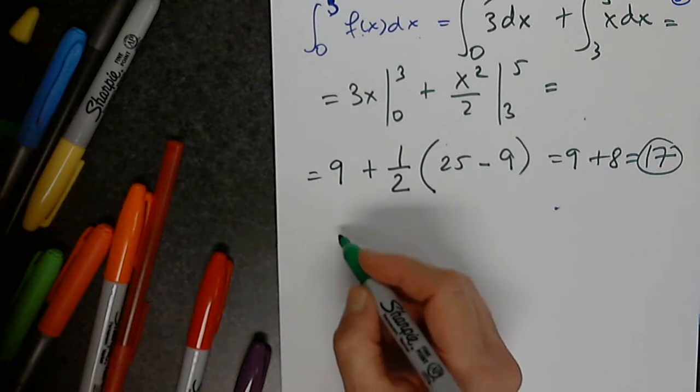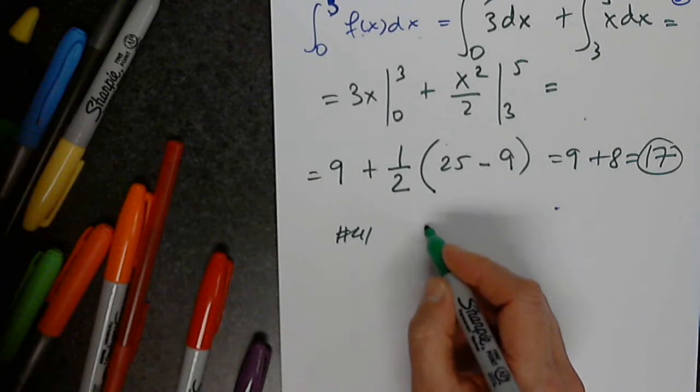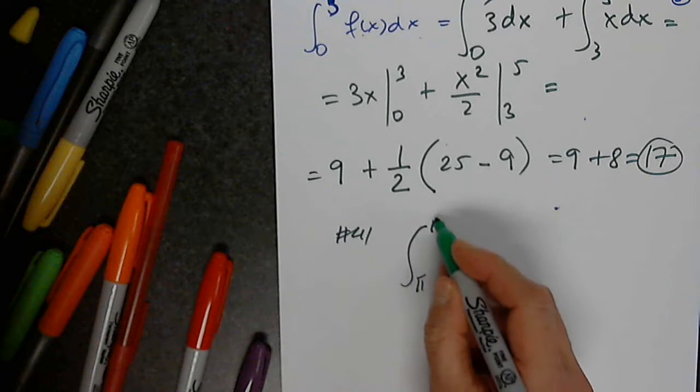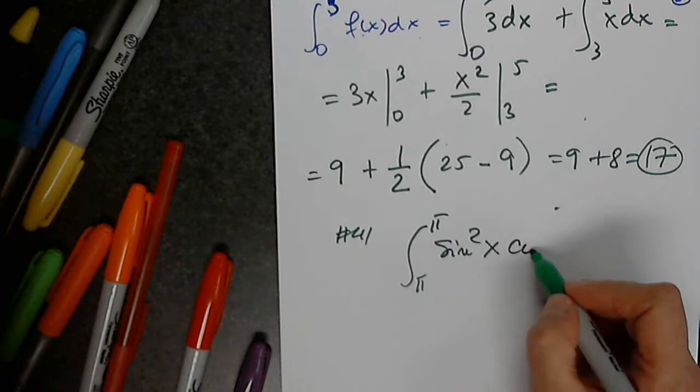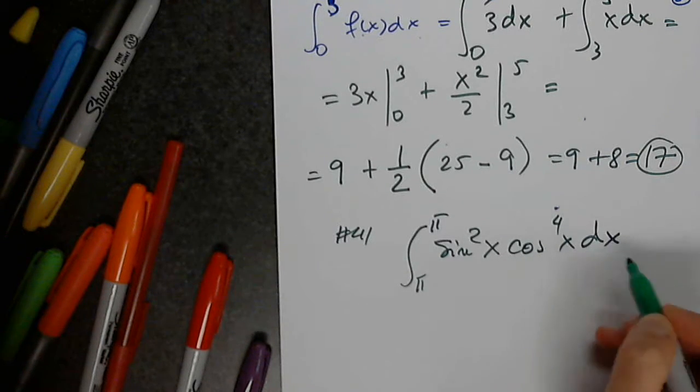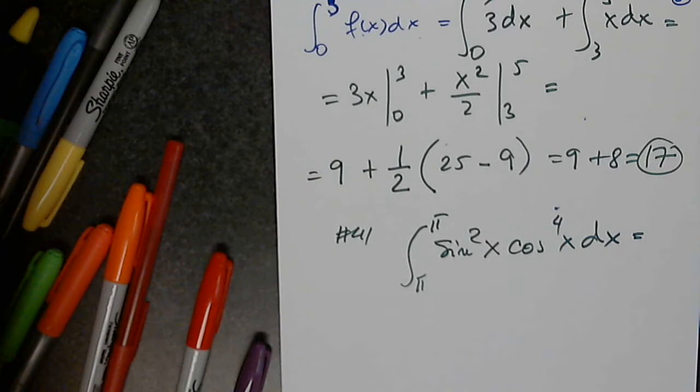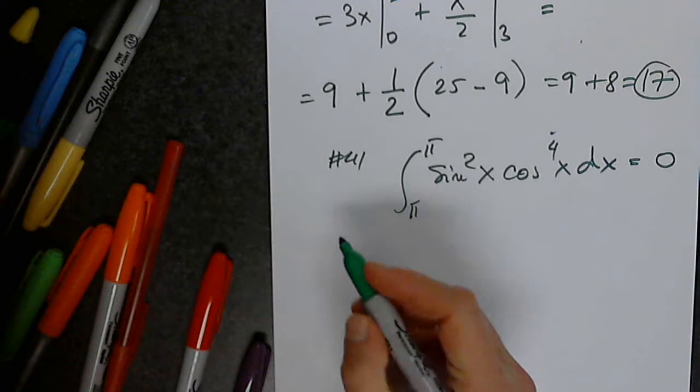Okay, here is problem 41. It says evaluate the integral from pi to pi of sine squared x times cosine to the 4th x dx. Of course, there is no area between pi and pi of any function. Very good.